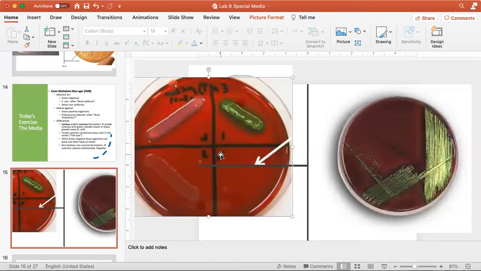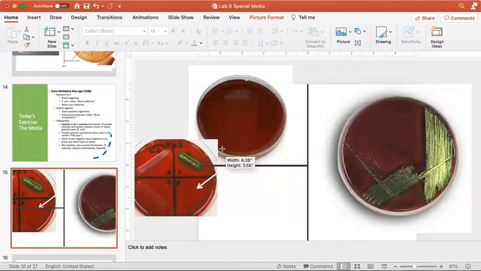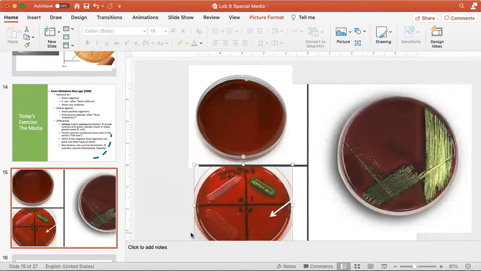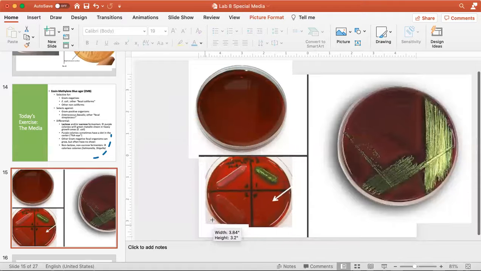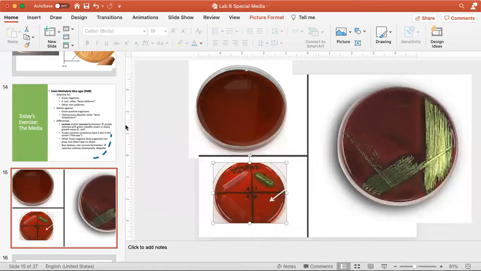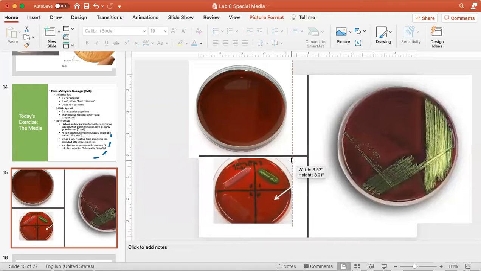And finally, over here in the 4th quadrant, I streaked a gram-positive organism. No growth. Gram-positives cannot grow on EMB. Can't do it. So it's selective for gram-negative organisms that grow in the intestine, and it's differential for E. coli and other coliforms. It's going to differentiate them from non-coliforms based on the color.